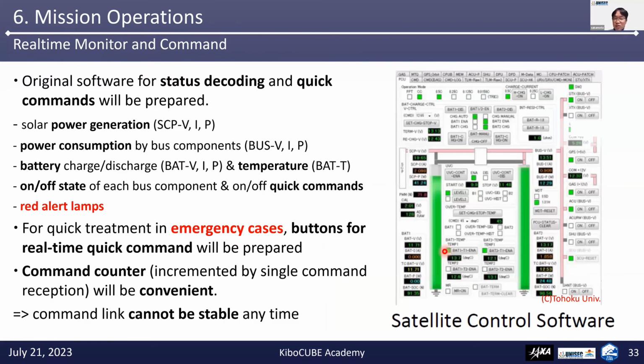So I show you the functions of the satellite control software. In most satellite operations, you will make original software for status decoding and quick sending of commands. The status window is showing the solar power generation, including voltage, current, and watts, and the power consumption by the bus components. And for the battery, there are 2 batteries, so battery voltage, current, and temperature is important. And also the on-off state of each primary component. And yes, there are red lamps to show the alert and the emergency values. So now they are all green in the normal states.